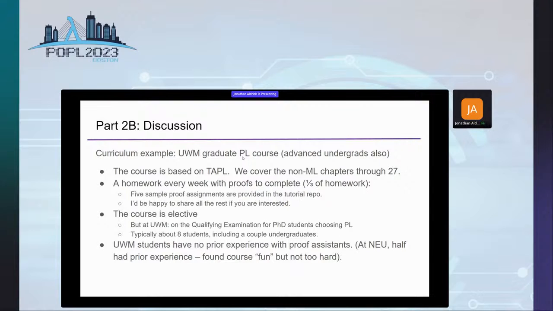UWM students, usually the people coming in have never used a proof system before. When I taught at Northeastern, I had people who'd done Coq before. And for them, Sassy Elf was just, oh, this is so nice, compared to Coq, whereas my other students were like, this is a real struggle. And I want to tell them, no, Coq is worse, but they don't care. Anyway, so back to you.